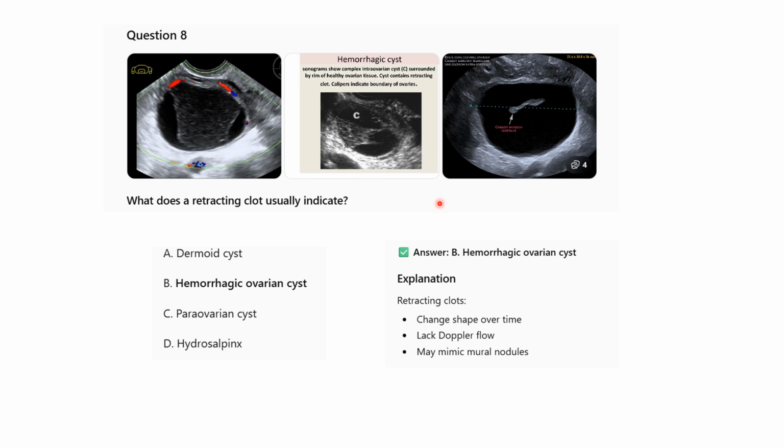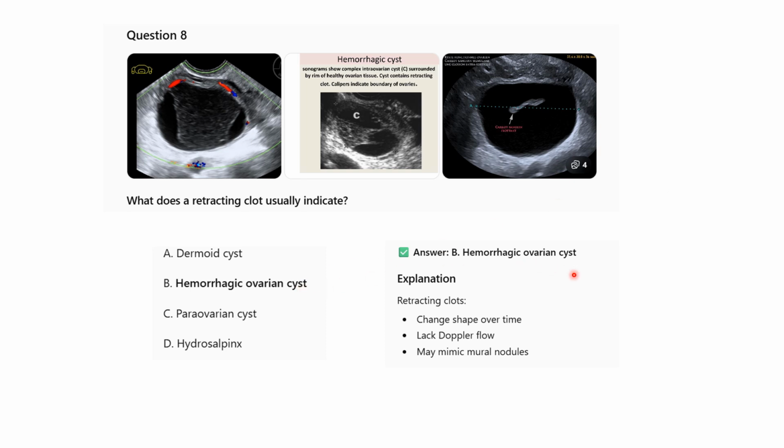Question number 8. What does a retracting clot usually indicate? A, dermoid cyst, B, hemorrhagic ovarian cyst, C, para-ovarian cyst, D, hydrosalpinx. So for the correct answer, you can see here there's a retracted clot that we have there. So the best option for this is B, which is the hemorrhagic ovarian cyst.